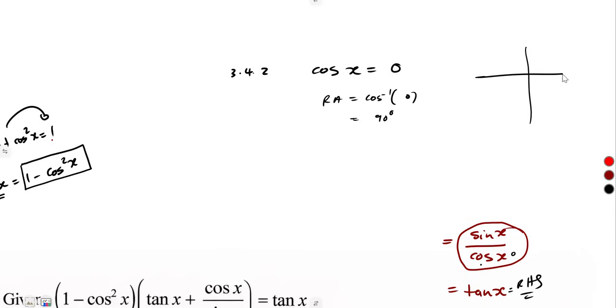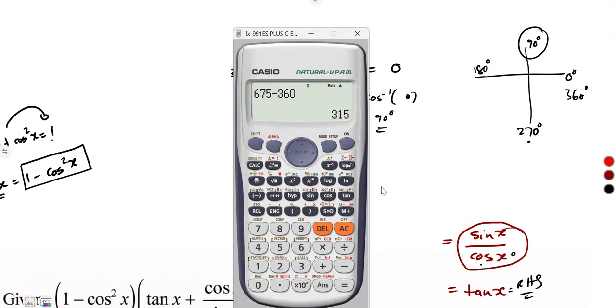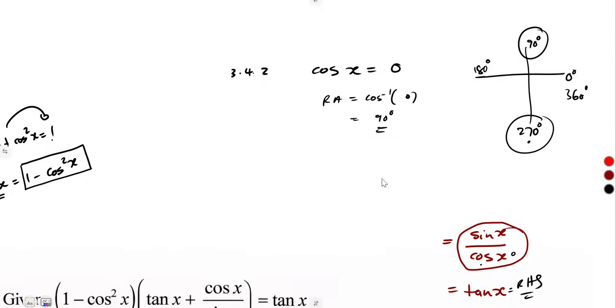According to our main angles, this is 0 degrees, 90 degrees, 180 degrees, 270 degrees, 360 degrees. Which one will give us a 0? There is 90 degrees that we already have. The other one is going to be 270. Or you can use your calculator to verify. Cos 180 is minus 1, not a 0. Cos 270 degrees is equal to 0. So that's 90 and 270.